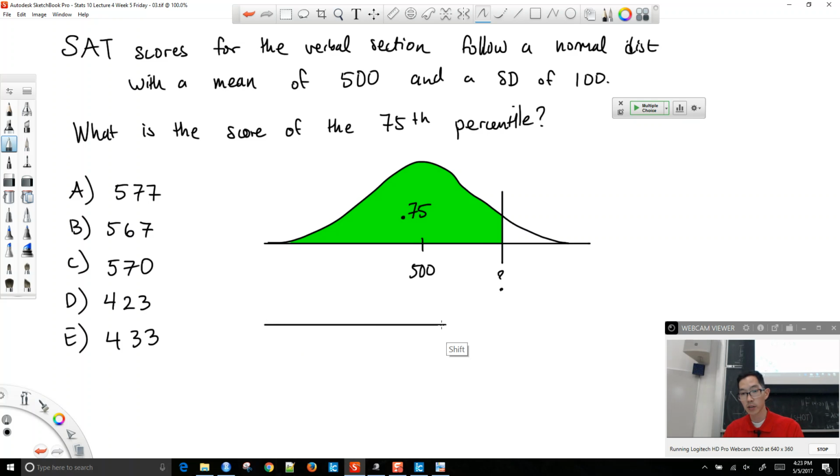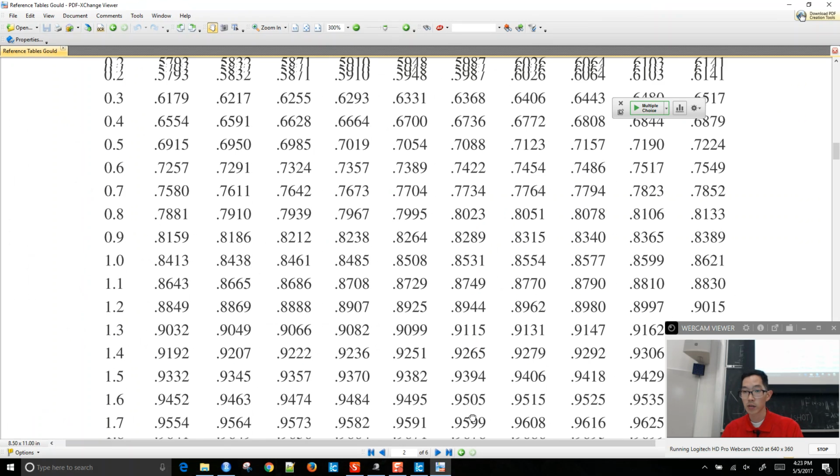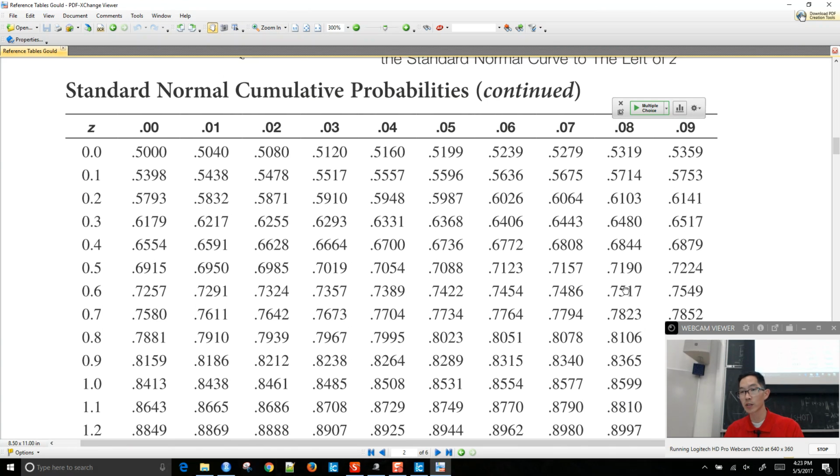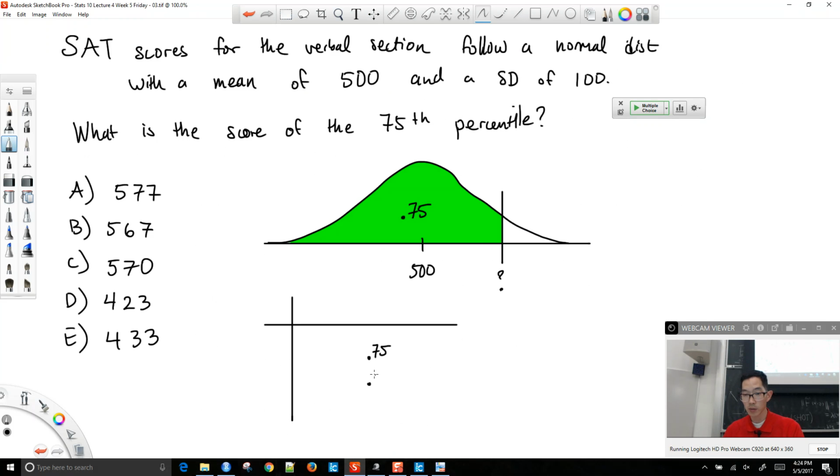So go into our table. We're going to look for the closest thing to 0.75. We go through, and it looks like I've got 0.7486 and 0.7517. I would say 0.7486 is closer because it is 14 10,000ths away, and this one's 17 10,000ths away. So this one's closer, and that gives me a z-score of 0.67. So I got 0.7486, in the row 0.6 and the column 0.07. So here I've got z is equal to 0.67.